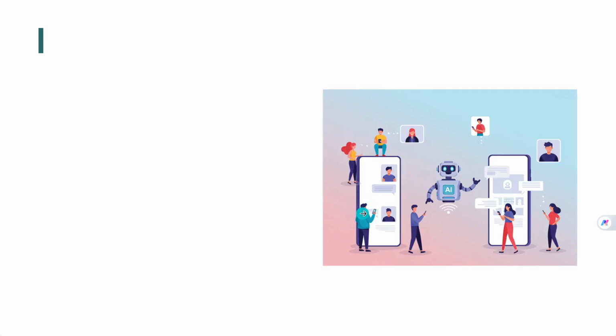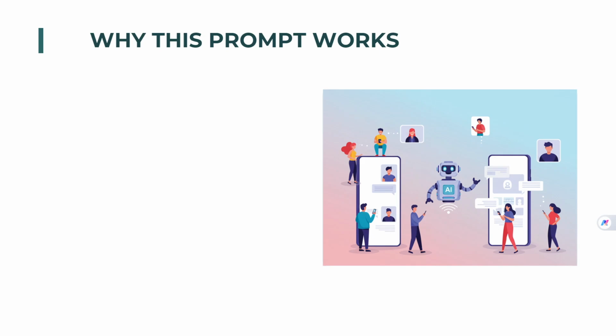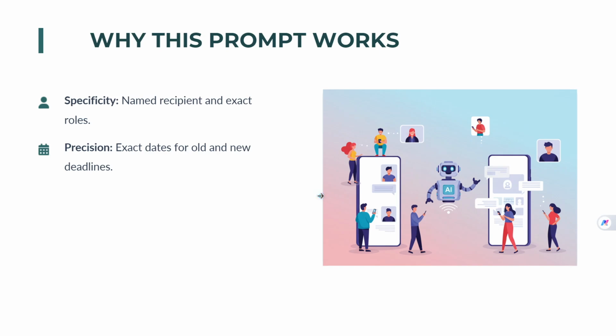All right. So moving on, we'll be looking at analyzing the output. Why this prompt will work. Let's break it down. Notice that the prompt is specific. It specifies the recipient by name and role. The exact current deadline, the new deadline, the reason for the delay, the specific action offered, and the desired tone.